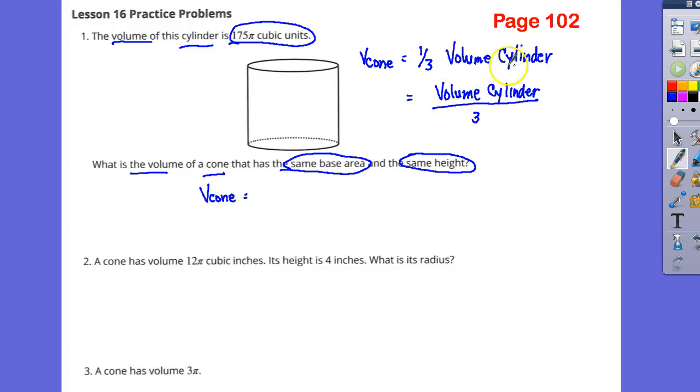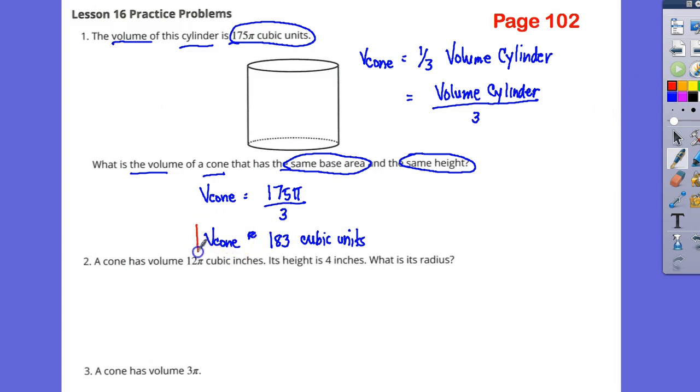So the volume of the cone is the volume of the cylinder, which is 175 pi. So 175 pi, and then we will divide that by 3. So in your calculator, you can just plug in 175 times 3.14 for pi, and then divide it by 3. So the volume of this cone is approximately 183 cubic units. So that's the volume of that cone.